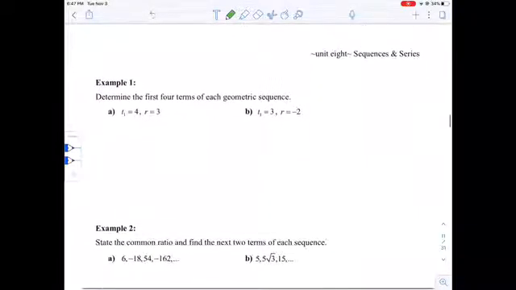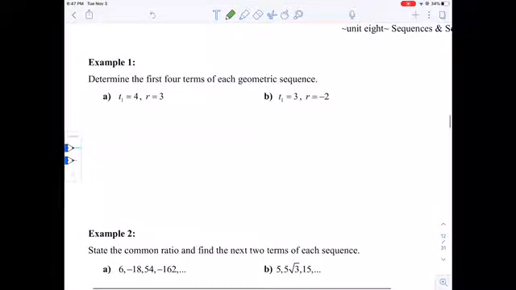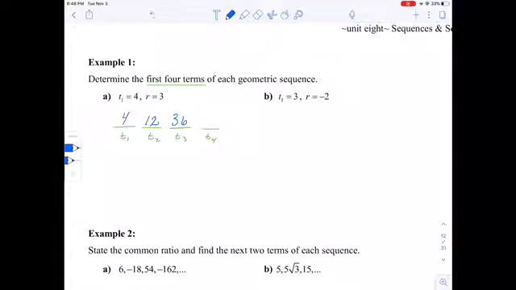Determine the first 4 terms of each geometric sequence. So if I look at this example, we want the first 4 terms. So I'm going to just write them 1, 2, 3, 4. Our first term 1, term 2, term 3, and term 4. Our first term is, of course, 4. Our common ratio is 3. Times 3 is 12. Times 3 is 36. And times 3 is 108.